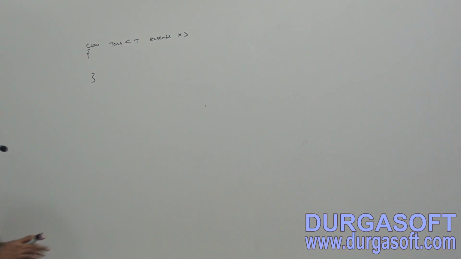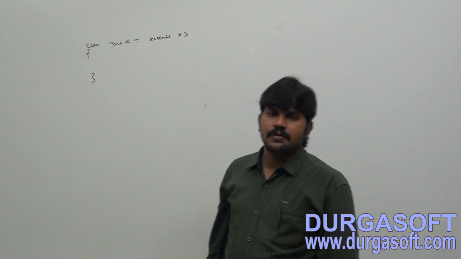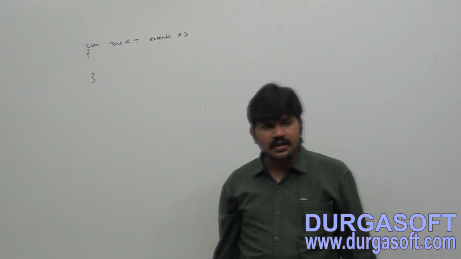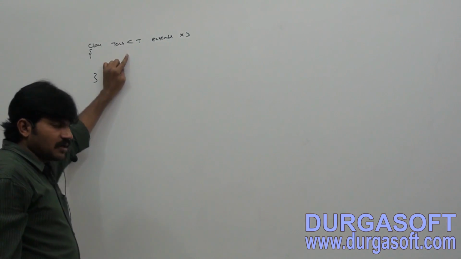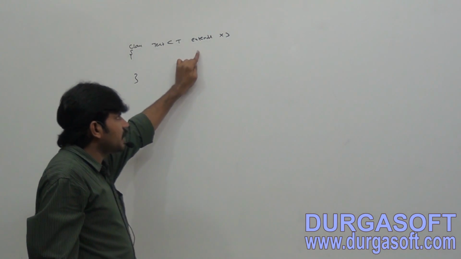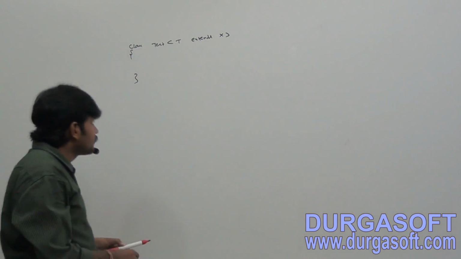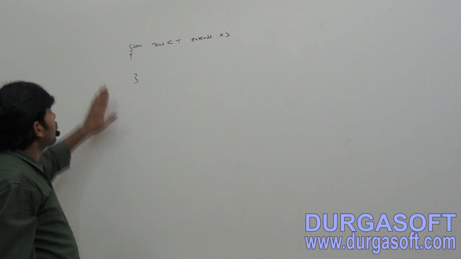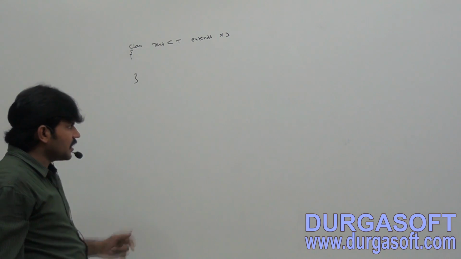Keep noting down the syntax for bounded type. Take this part: class Test<T extends X>. Are you getting it? Class Test<T extends X>.